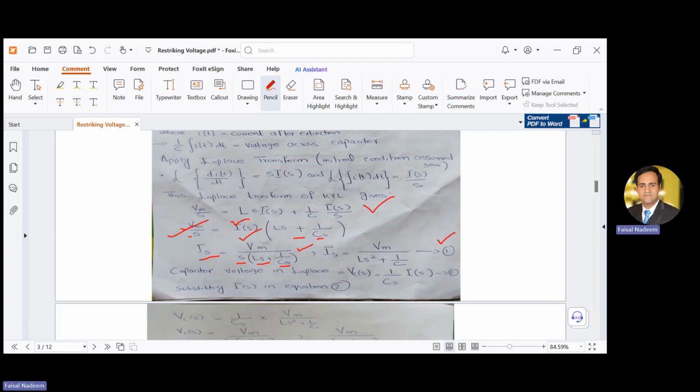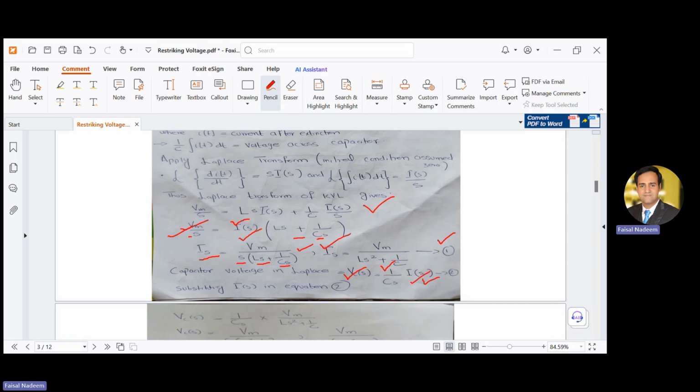Capacitor voltage in Laplace: we know that for a resistor V is equal to IR; similarly, for a capacitor in the Laplace domain, VC of S is equal to 1 over CS times I of S. 1 over CS is basically its impedance and I of S is the current. So current times impedance is equal to voltage. Here is our equation number 2. Now we use the value of current from equation number 1 and substitute this I of S in equation 2.